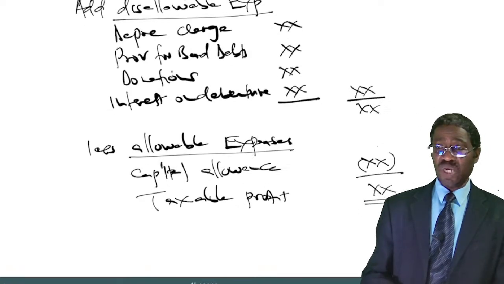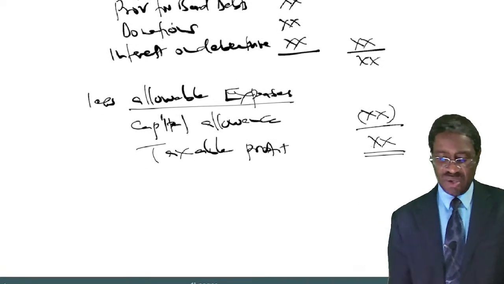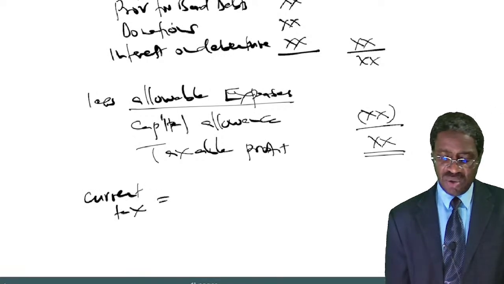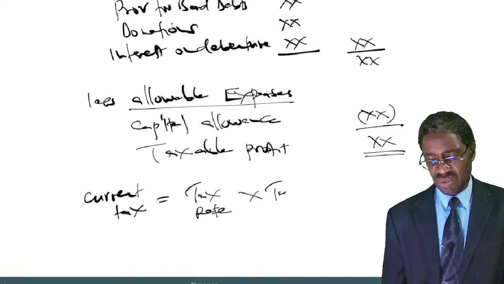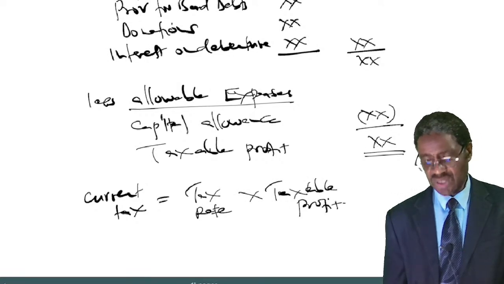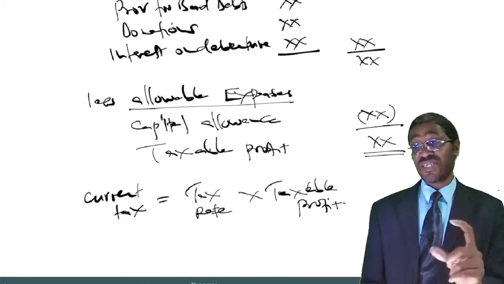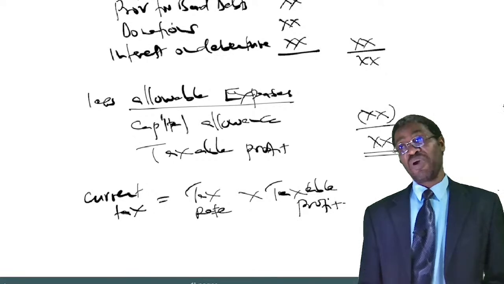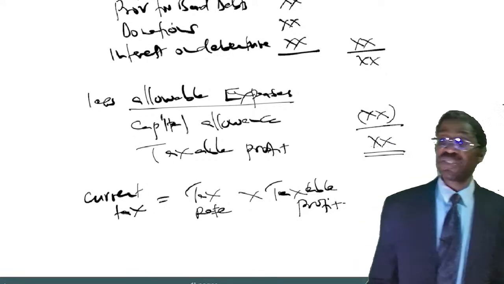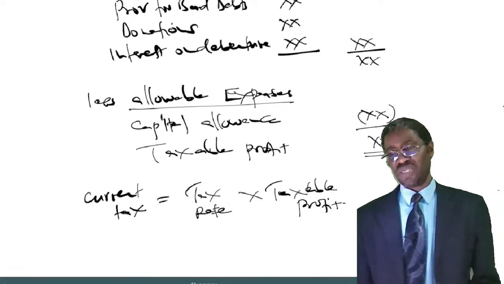Then, once you are through, you can say down there, current tax equals tax rate times whatever is the taxable profit. That's how you compute the current tax. You take the tax rate and multiply by whatever you have calculated as the taxable profit.